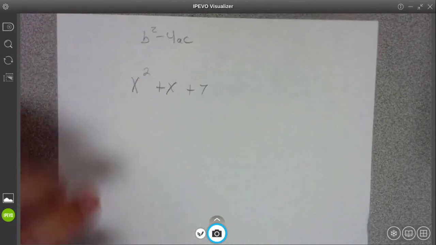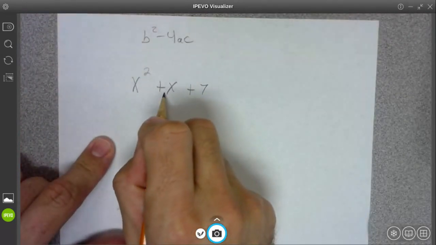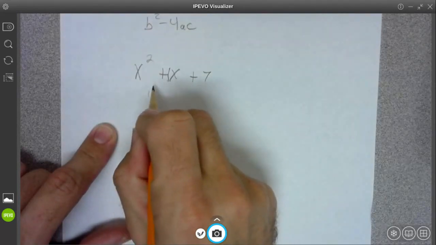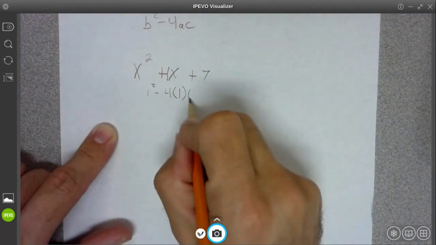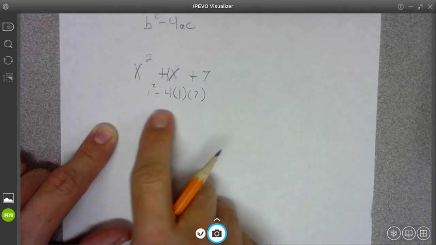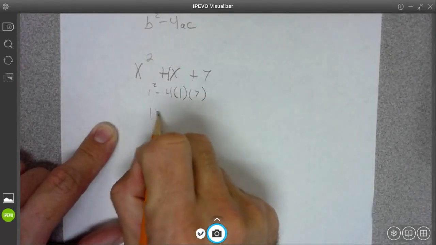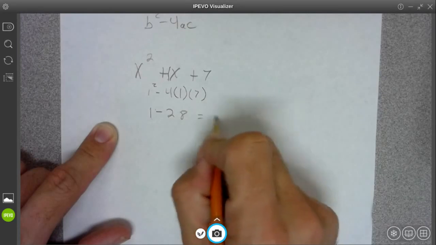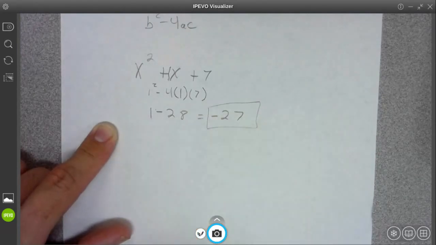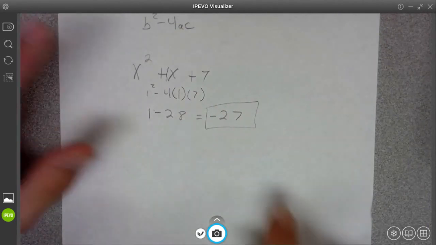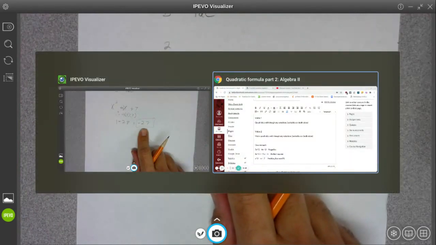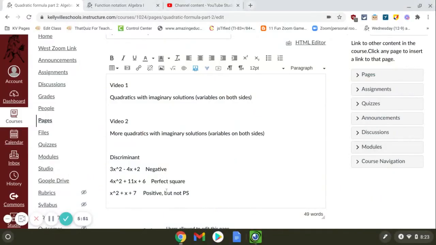What is this one supposed to be? I might have to pause the video and make up another example. So b is a 1. So b squared is 1 squared minus 4 times a, which is 1, times c. Well, this is going to be imaginary again. 1 squared is 1. 4 times 7 is 28. So you end up with negative 27. I think that I made a mistake in my examples. So I'm going to pause the video and go back over and make another example real quick. But this one, because it's negative, would have 2 imaginary solutions or complex solutions.